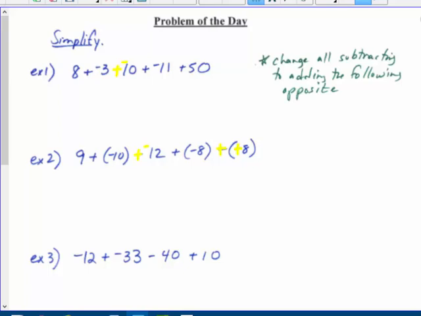So I started example 1 and 2, changing it to adding the opposite. Don't change the adding problems, only the subtraction. Only change the subtraction to adding the opposite. So finish that page and then go on in the video.